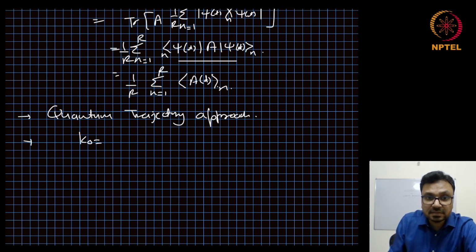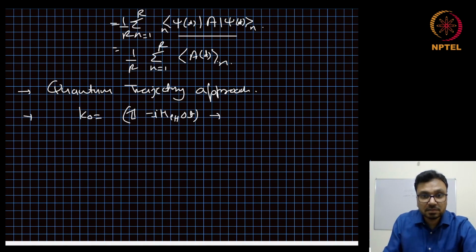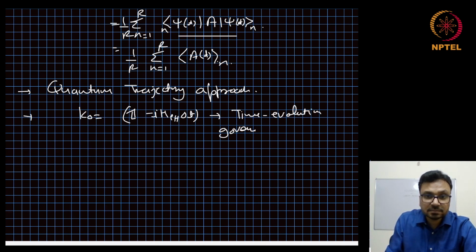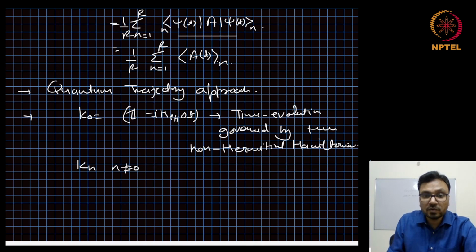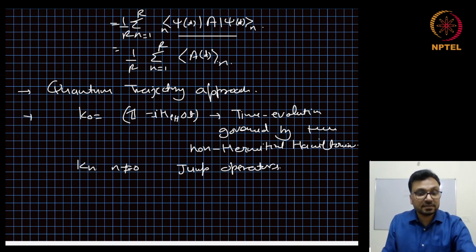Here K0, which is identity minus i H effective delta t, corresponds to the time evolution governed by the non-unitary, non-Hermitian Hamiltonian. And Kn, where n is not equal to 0, are called jump operators, or quantum jump operators.